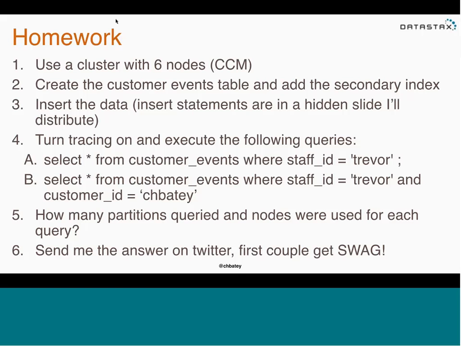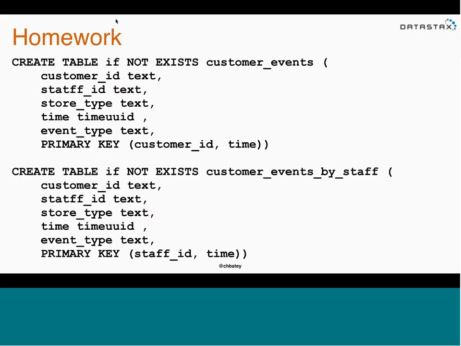I've put them on SlideShare and I'll tweet that out. So you've got the customer events table, and I want you to create the secondary index. On a hidden slide, which you'll get if you download the slides, there will be the data that we've been playing with in the example. So go and insert that. The next thing I want you to do is do these 2 queries. We're going to use the index both times. We've got staff ID equals Trevor as one of the queries, and staff ID equals Trevor and customer ID equals CH Beatty for another one.